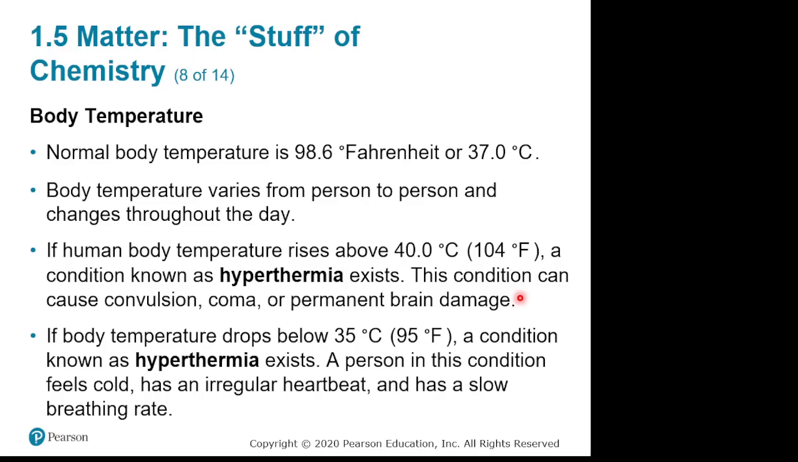That's why, especially with children, anybody that has younger siblings or children knows that if their fever ever gets up near 104 degrees Fahrenheit, you take them to the hospital, right?